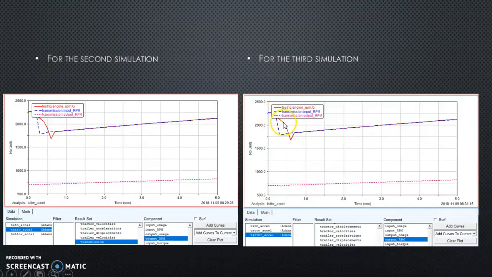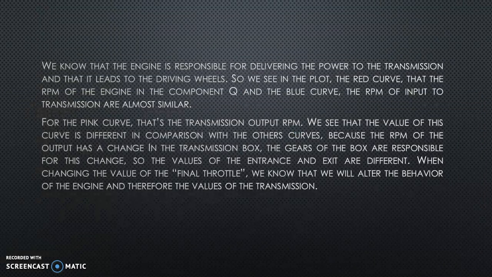We see that the red curve is the test engine RPM. The second curve is blue with transmission input, and the pink curve is transmission output. We know that the engine is responsible for delivering the power to the transmission and that it leads to the driving wheels. So we see in the plot that the red curve, the RPM of the engine in the component, and the blue curve, the RPM of input to transmission, are almost similar.